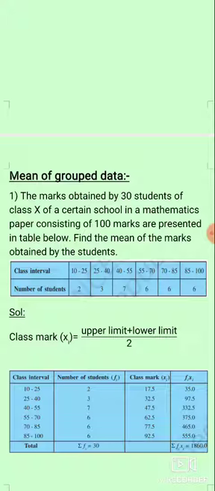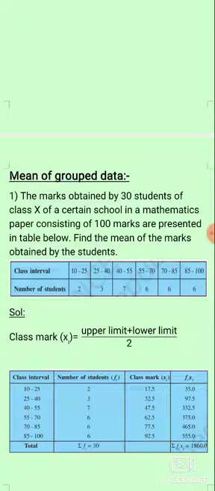After that, next we need to find fi into xi, the product of fi and xi. That is 2 into 17.5, which is 35. 3 into 32.5 is 97.5. Then, etc., up to 6 into 92.5, which is 555. Then you need to find sigma fi xi. What do we mean by sigma? The sum of all that. Then we get 1860.